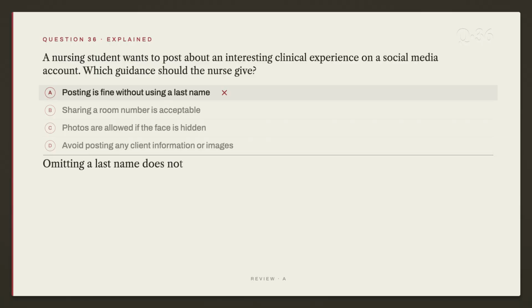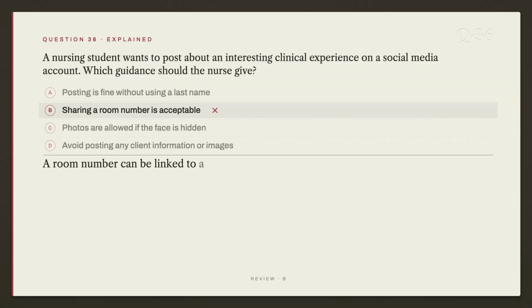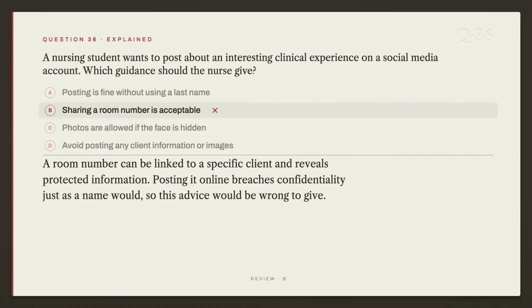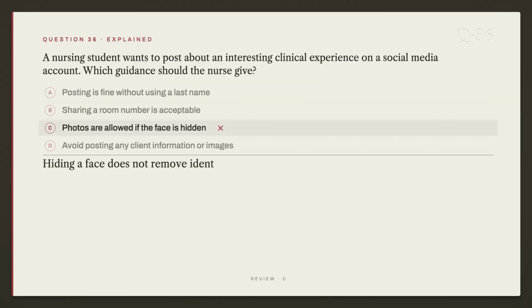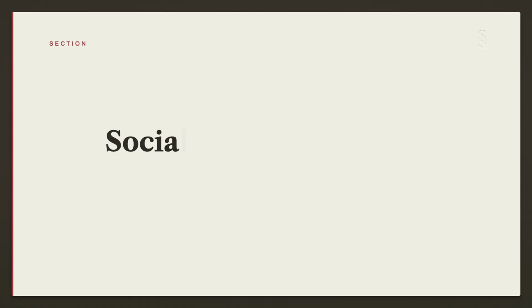A is wrong because omitting a last name does not make a post safe, because other details can still identify the client. Privacy protection requires sharing no client information at all on social media. B is wrong because a room number can be linked to a specific client and reveals protected information. Posting it online breaches confidentiality just as a name would, so this advice would be wrong to give. C is wrong because hiding a face does not remove identifying features such as tattoos, settings, or surrounding context. Photographs of clients are prohibited on social media regardless of how the image is edited.